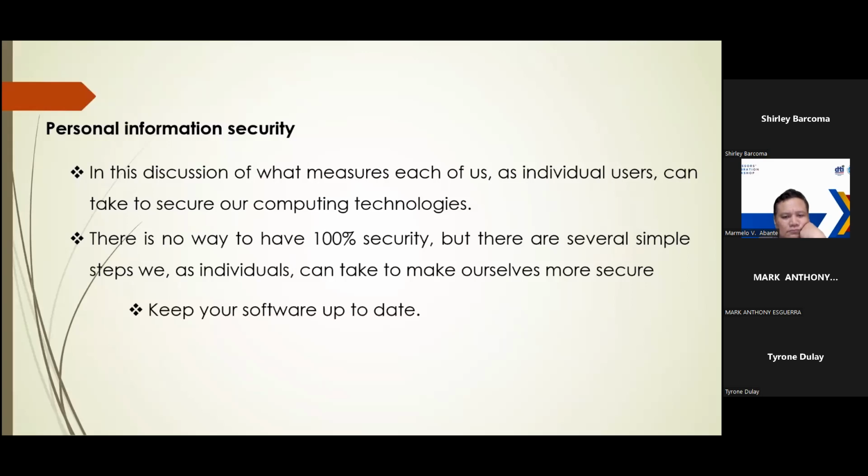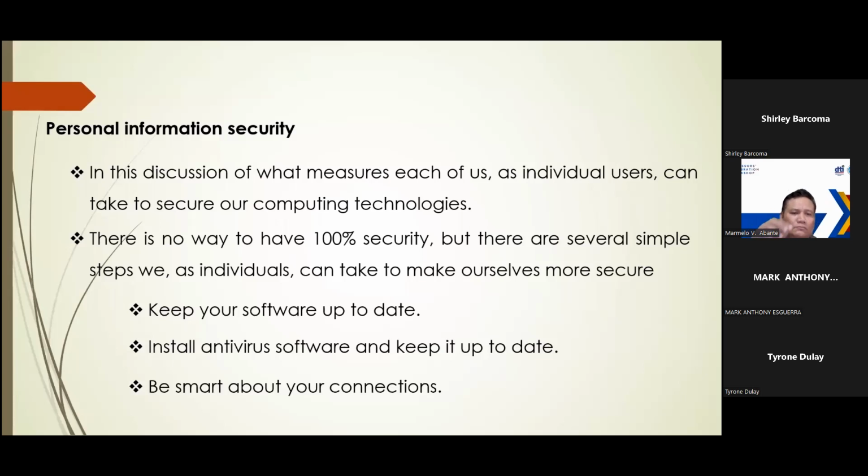Number one is to keep your software up to date. Whenever a software vendor determines that a security flaw has been found in their software, they will release an update that you can download to fix the problem. Turn on automatic updating in your computer to automate this process. Next is to install antivirus software and keep it up to date. There are many good antivirus software packages on the market today, including free ones.